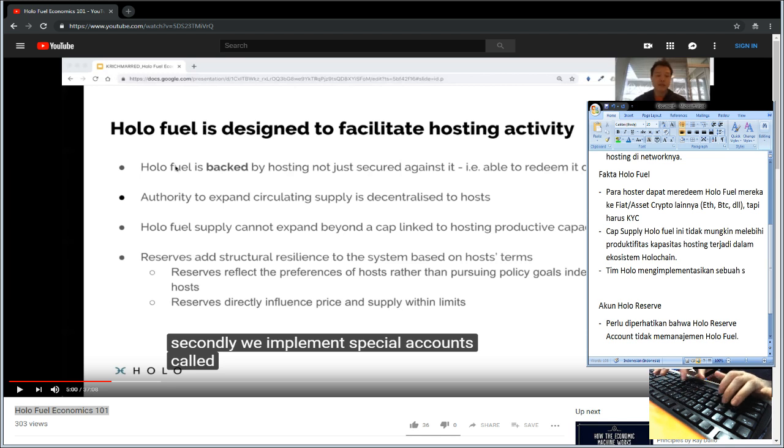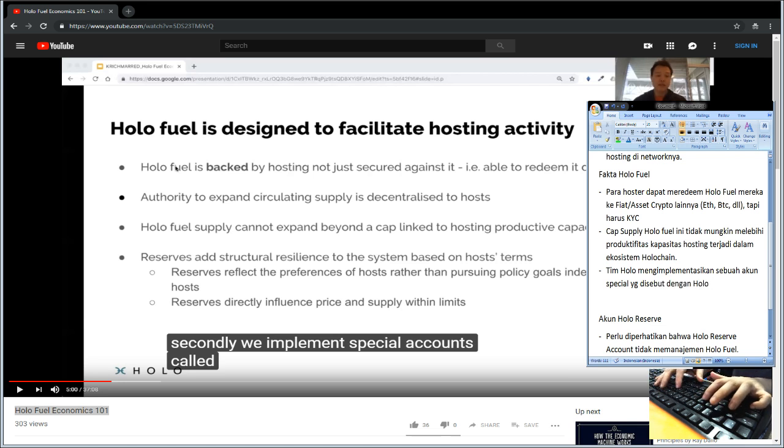Mengimplementasikan sebuah special account. Special Holo Fuel called reserve account. Called reserve account.